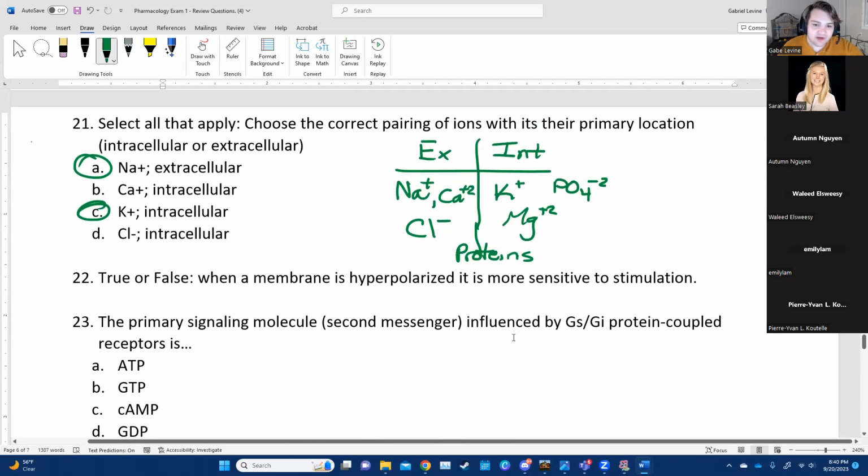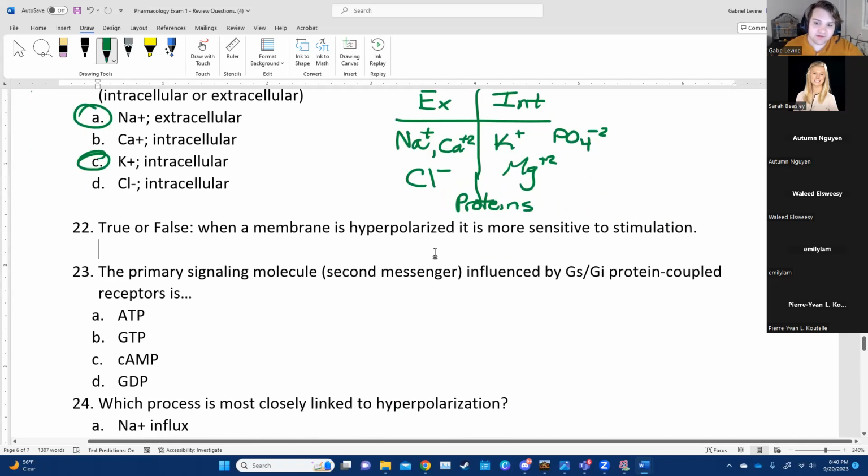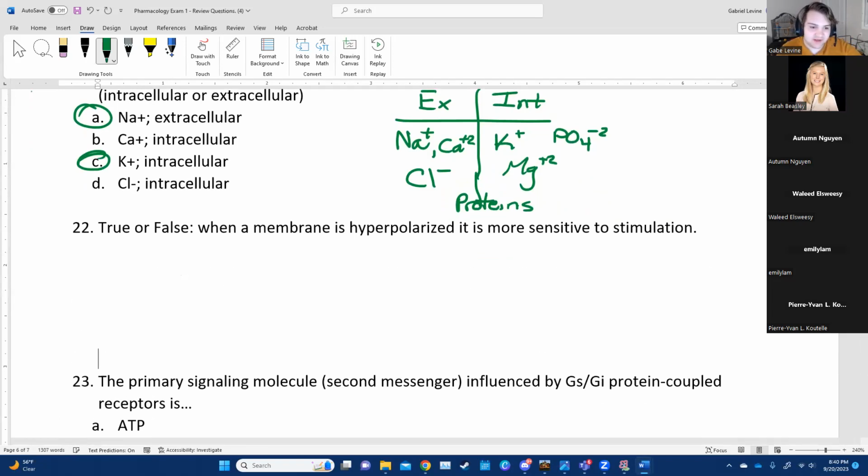True or false, when a membrane is hyperpolarized, it is more sensitive to stimulation.